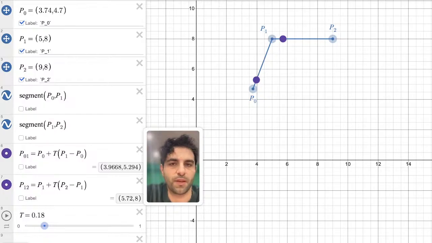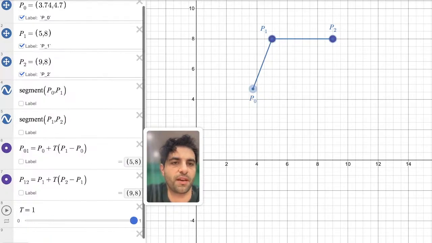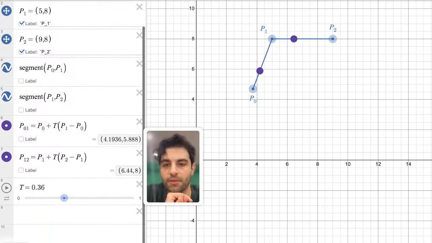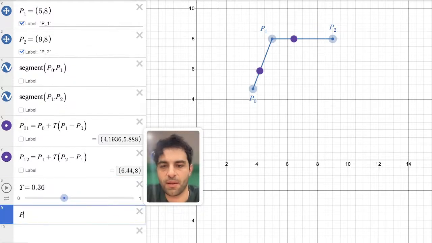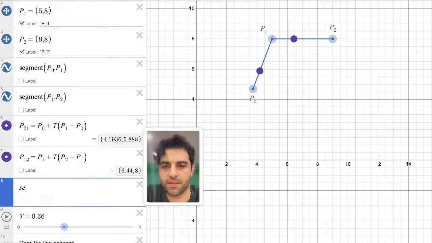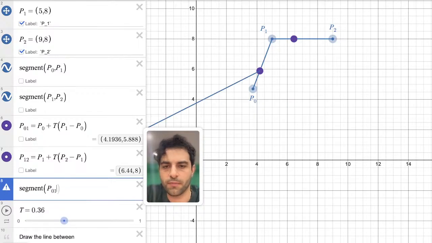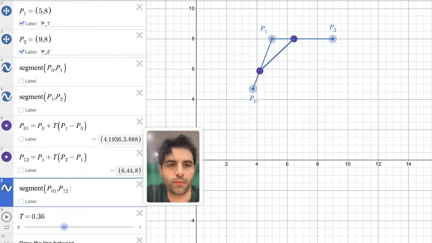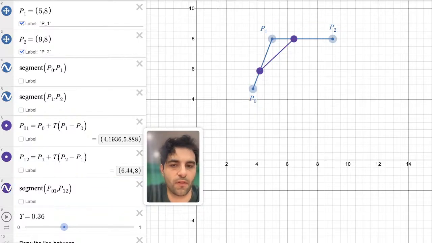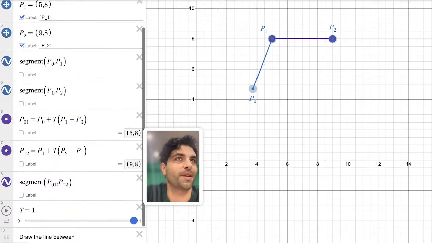Cool. So everyone can see this so far. So I'm moving from here to here and here to here. Now what I can do is I can draw the line between these two. So let's see this. So the line between these two, watch. So we're going to just keep going here. So draw the line between, right? So the line between them would be segments between P01 and P12. Okay, so that's the segment between the pair of them. Everyone gets this? So it's doing that. Cool?